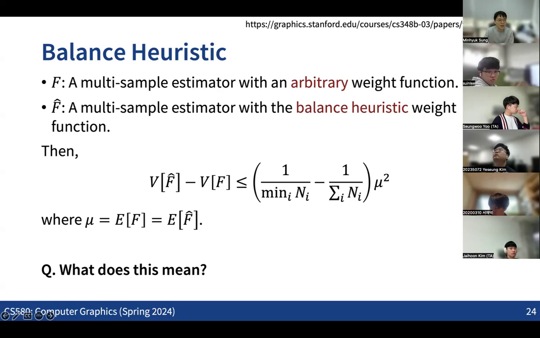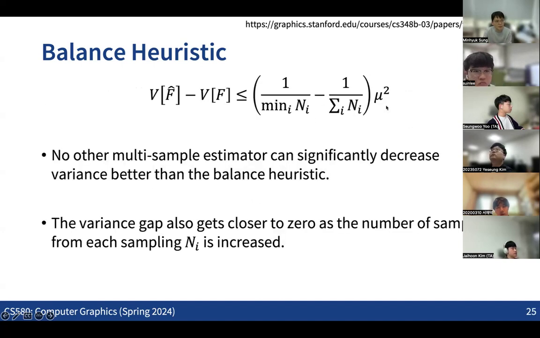So here basically there can be some arbitrary weight function for the multi-sample estimator, but still the gap between these two is bounded by this quantity, which means that when you pick some other weighting function, it cannot significantly decrease the variance more than the variance of the estimator with the balance heuristic. So while we can see some improvement in reducing the variance of the estimator by choosing a better weighting function, still the improvement will be bounded by this amount, right?